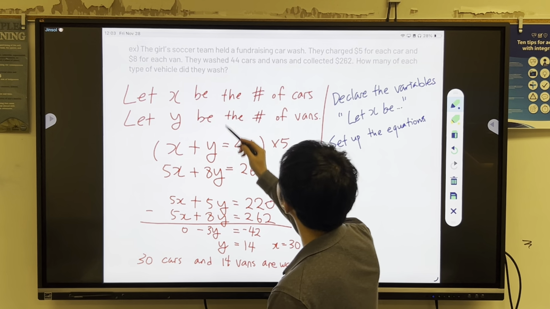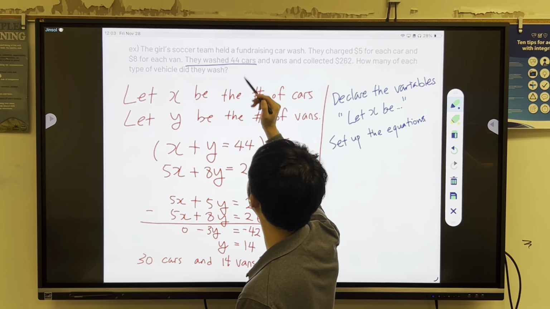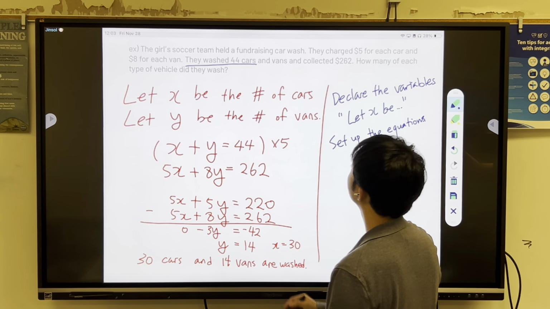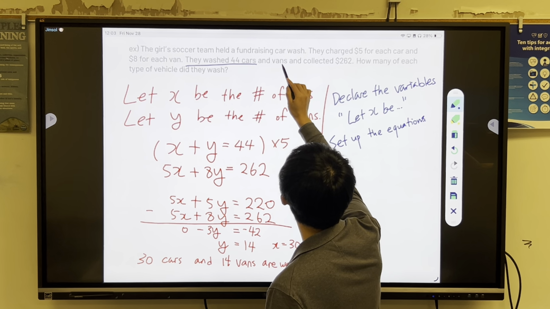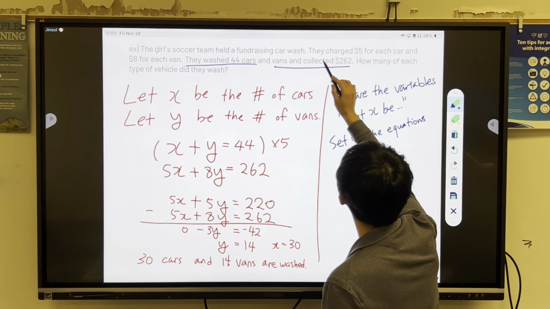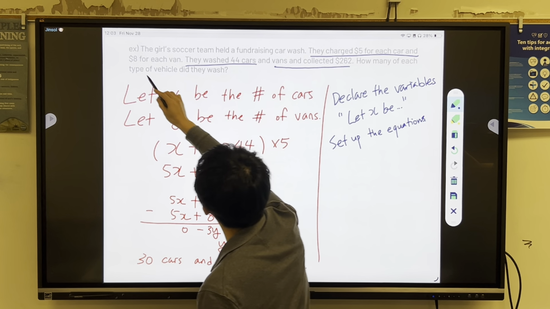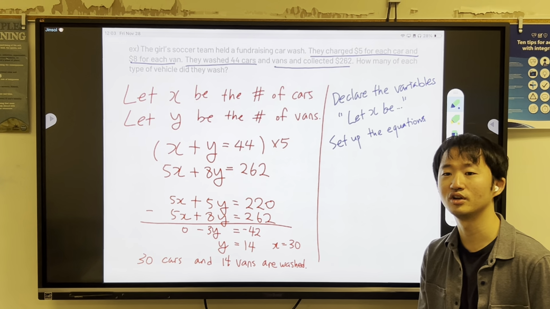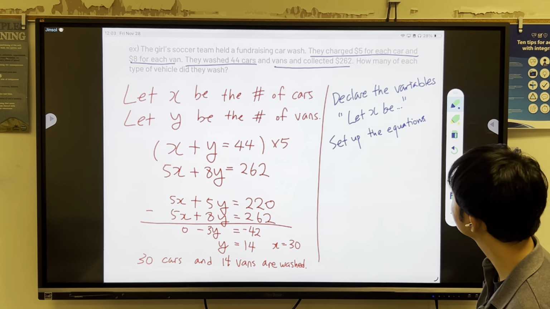In this case, I got the first equation by looking at that part of the sentence: they washed 44 cars and vans, so x plus y equals 44. And then I set up the second equation by knowing that they charge $5 for a car, $8 for a van, and the total collected amount is $262.